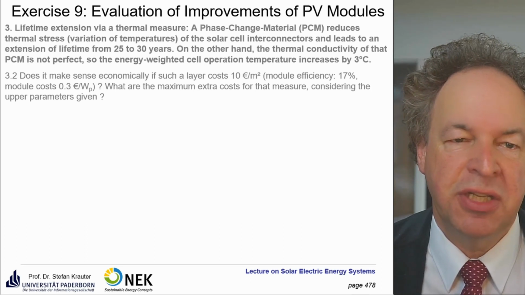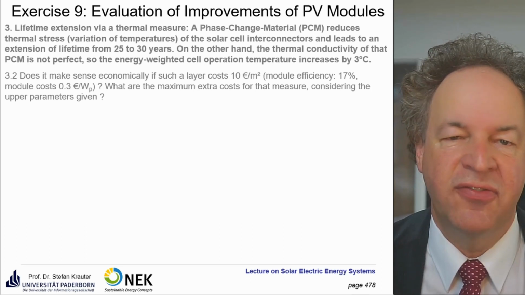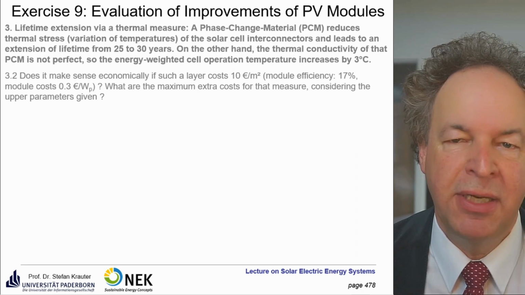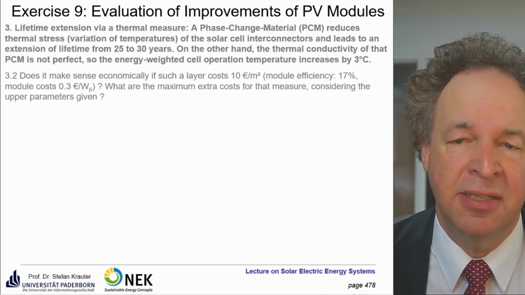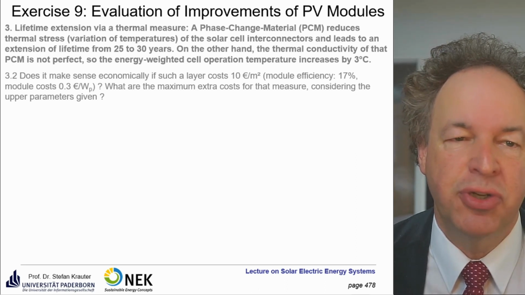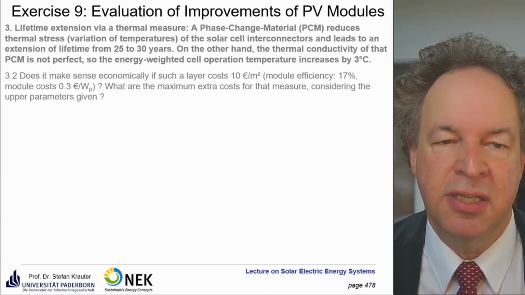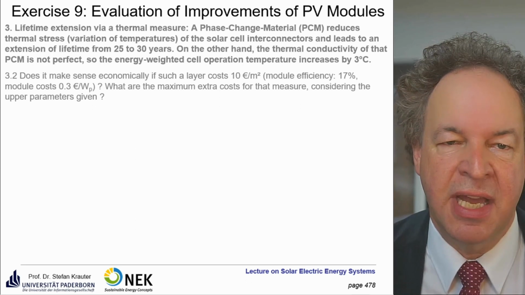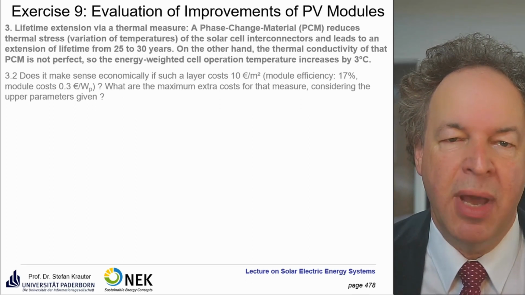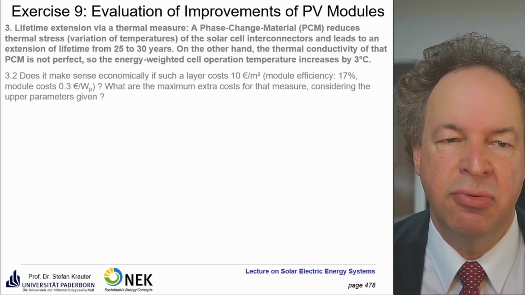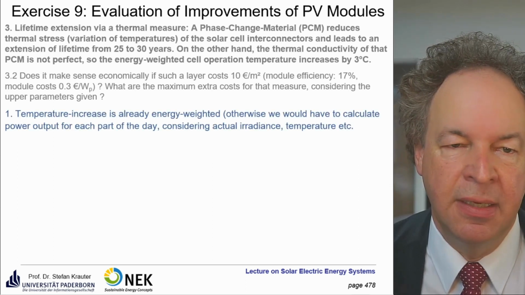But lifetime is extended. Let's see how much this effect is. So again, the question: does it make economic sense if such a layer would cost 10 euro per square meter? Module efficiency again, under standard test conditions, is 17%. Module cost for 1 watt under standard test conditions is 30 cents. What are the maximum extra costs for that measure, considering the given parameters?